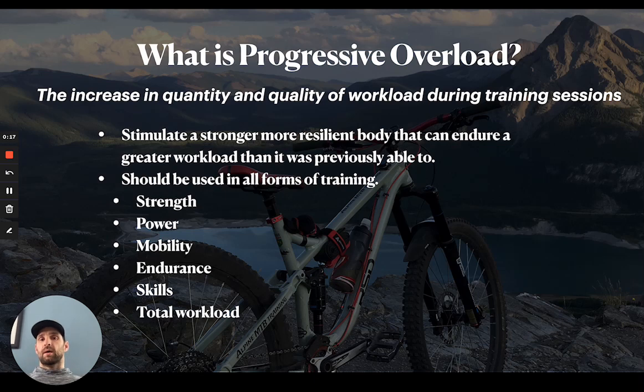So, progressive overload is the increasing quantity and quality of workload during training sessions. This is used to stimulate a stronger, more resilient body that can endure a greater workload than it was previously able to. And it should be included in all forms of your training, everything from strength and power training, mobility, endurance training, and within your skills as well as overall increasing the total workload your body can sustain to help you ride faster and more efficiently on the trail.